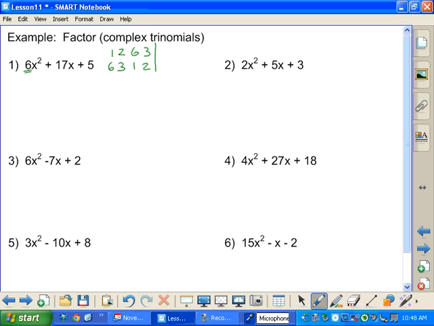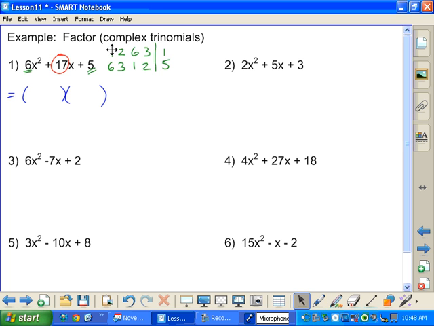Now I take the 5 and I write out all the factors of 5. So I'm looking at the first and last term. So 1 times 5 is 5. There's no other factors, and I don't have to flip it. I only flip the first one. So what's going to happen, if it is a complex trinomial, it's going to result in 2 sets of brackets. The goal here is to find something that will multiply to that middle term, 17.